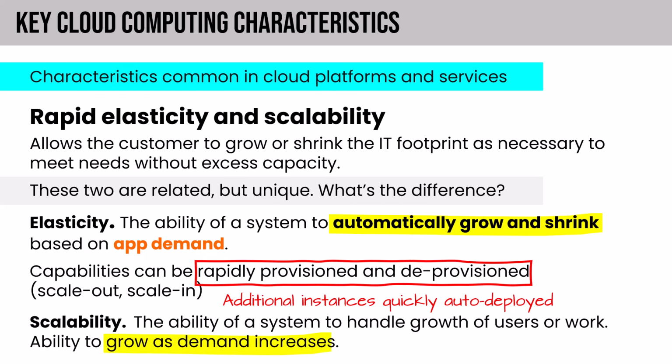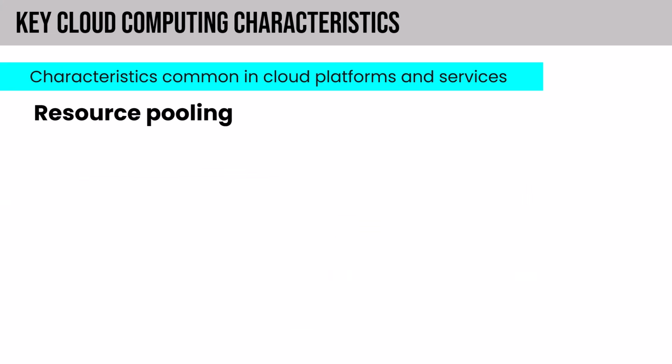Scalability, on the other hand, is the ability of a system to handle growth of users or work, the ability to grow as demand increases. The scalability is generally controlled by a SKU or service tier selection or the number of instances you're deploying. Scalability is more about deploying the necessary capacity for steady state operations day to day. Elasticity is adding that burst capability when we have sudden increases in traffic.